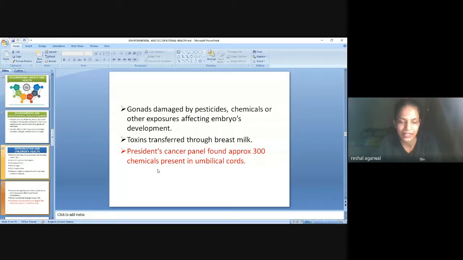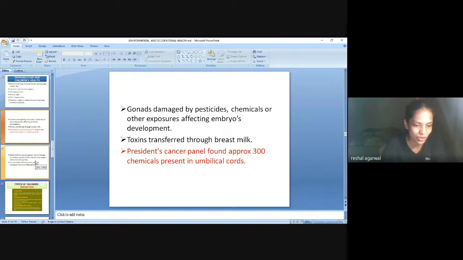President's Cancer Panel found out that there was an approximate number of 300 chemicals which were present in the umbilical cords. Now, with this data, we can estimate how, on a very large scale, this health hazard is creating a problem. See, if these chemicals are found in the umbilical cord, then you can have an idea of how much it is costing a life. So this was a very important data related to this.